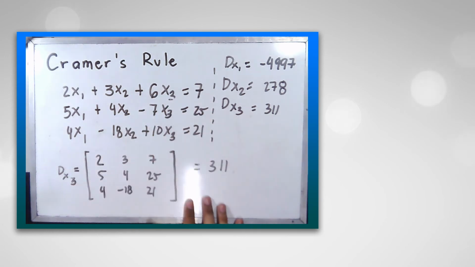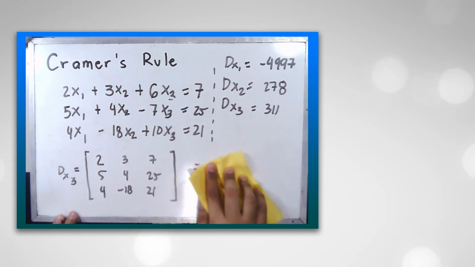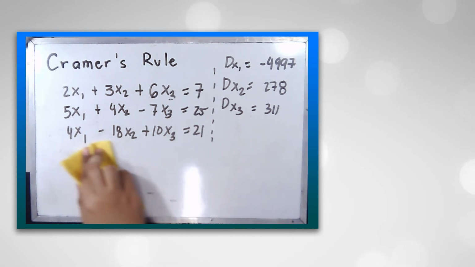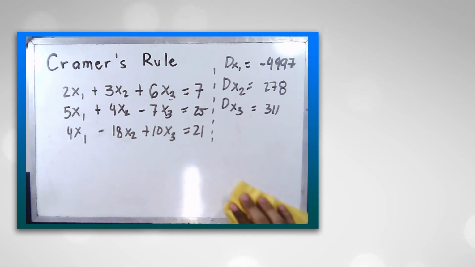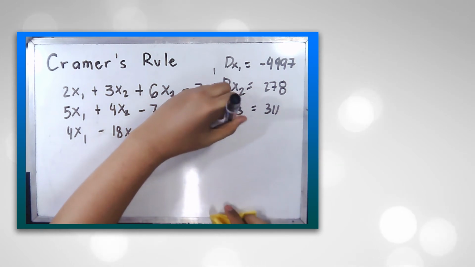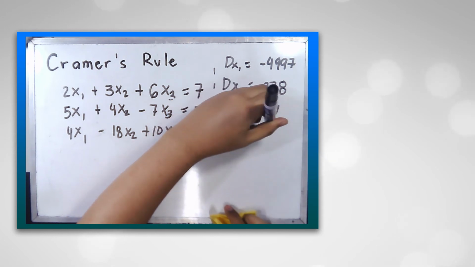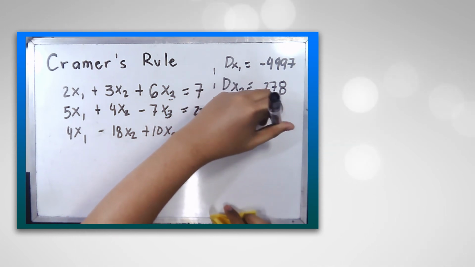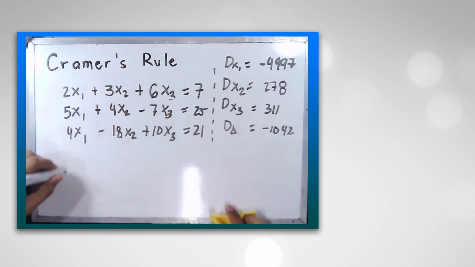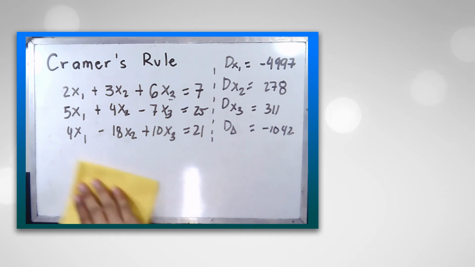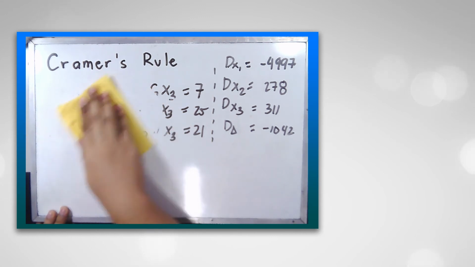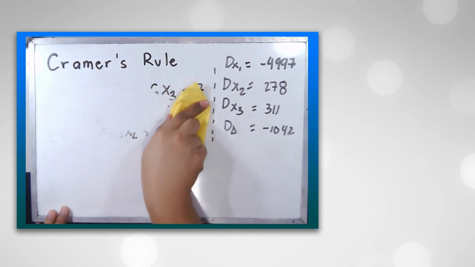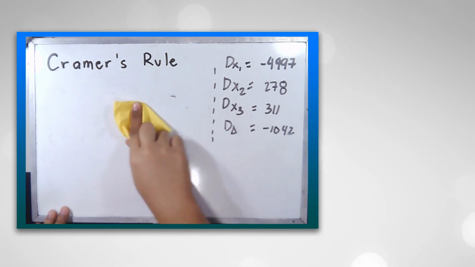Let's put some division over there. Then the value for the delta is negative 1042. We will now be finding the values of the roots. I will be erasing this now so we could have more space.